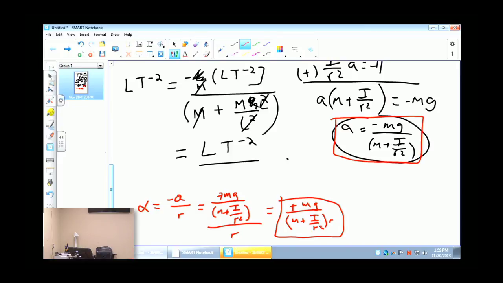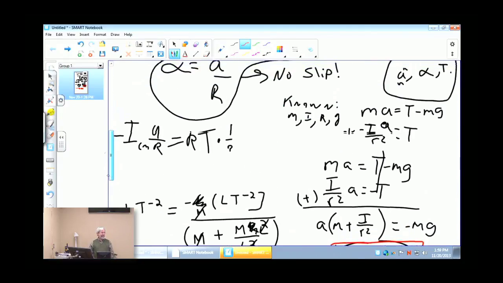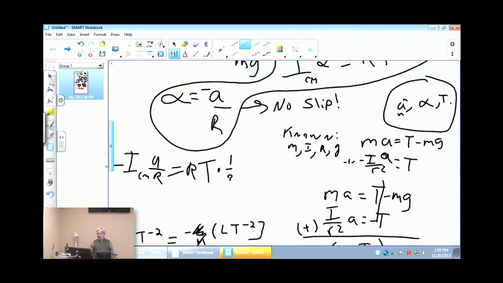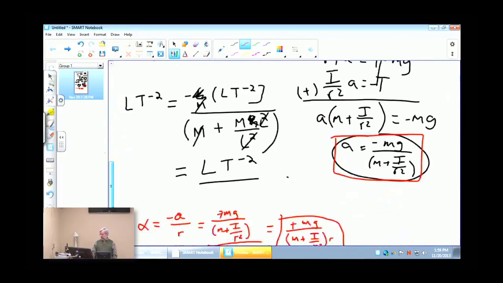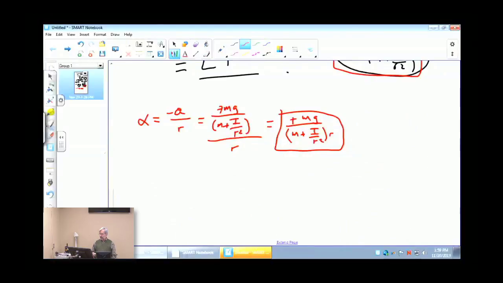Mr. Flanagan, the sign of this, the sign of alpha. This is the sign of alpha. Does that make sense that alpha is positive? Yeah, because of the coordinate system chosen. Clockwise, the yo-yo will speed up and will accelerate angularly in the clockwise direction.